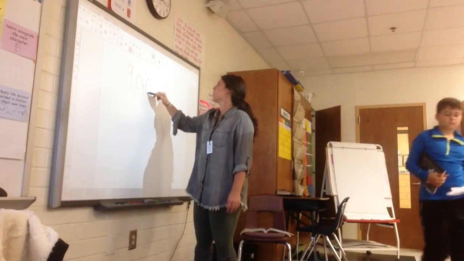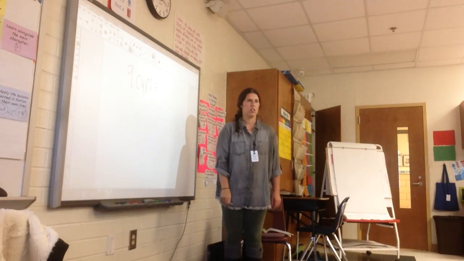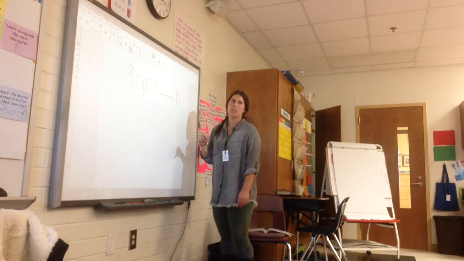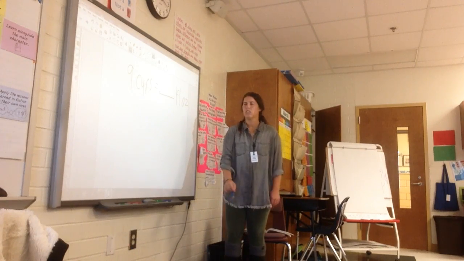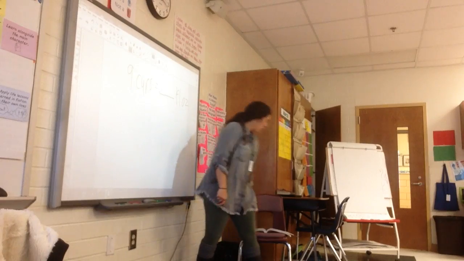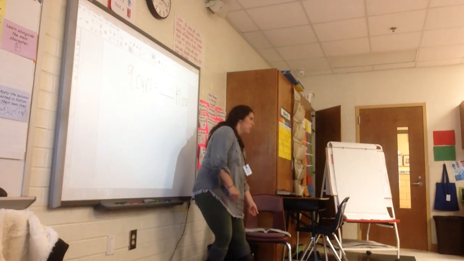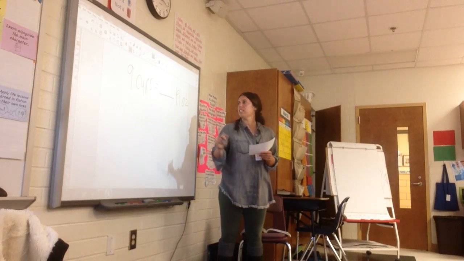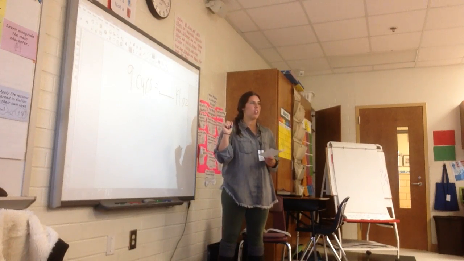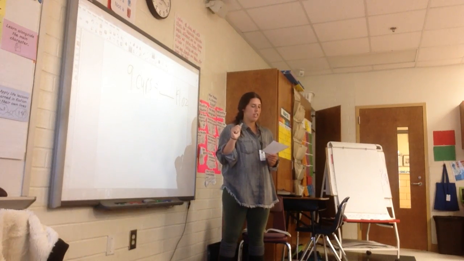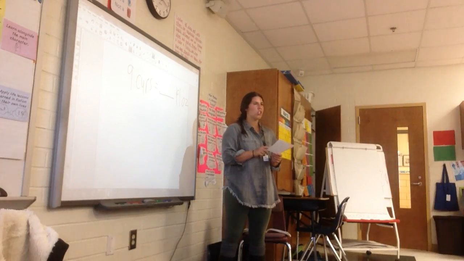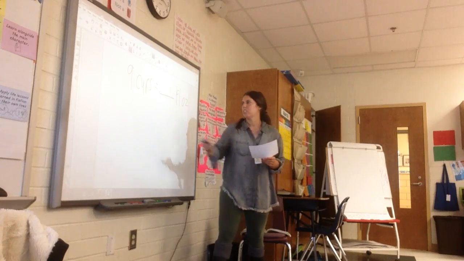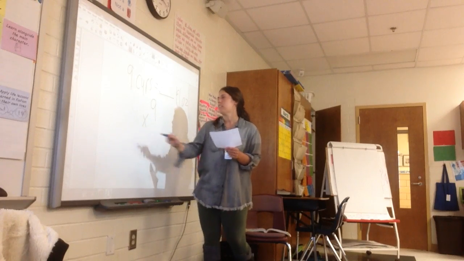So, we have 9 cups. How many fluid ounces is that? So, we have 9 cups. We look at our chart here. Are cups bigger or smaller than fluid ounces? Bigger. So we're going from a larger unit to a smaller unit. So what are we going to do? Multiply. So we're multiplying 9 by something.